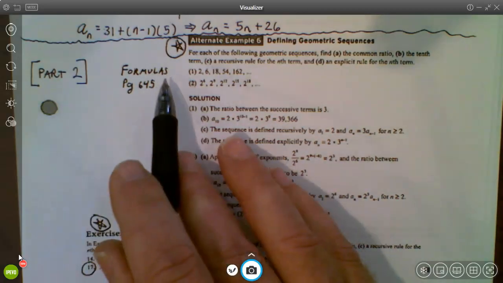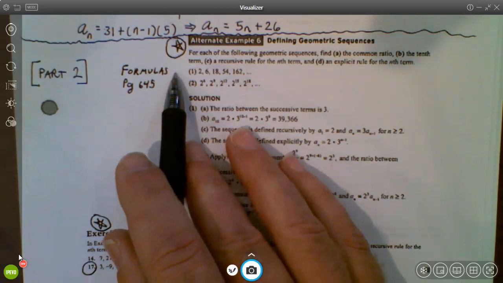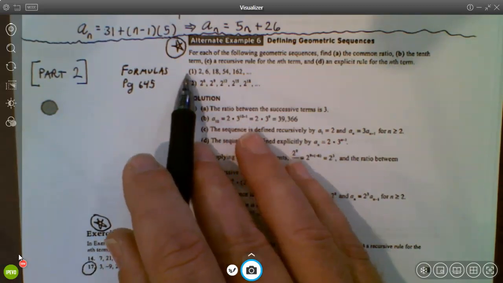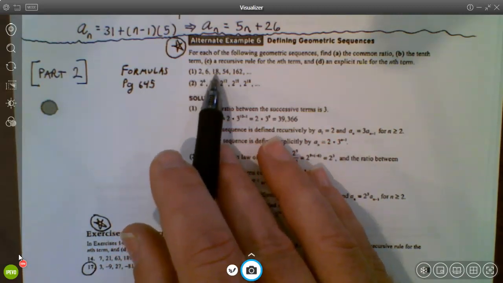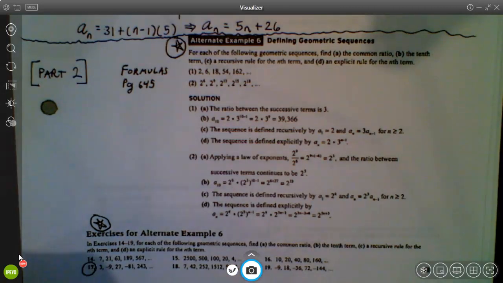So as far as a quick vocab, common ratio. The common ratio is the number that you are multiplying every time to get the next term. So in this case, here's a super easy one for us to look at. We are obviously multiplying by 3 every time to get the next term in the sequence. So that would be our common ratio.